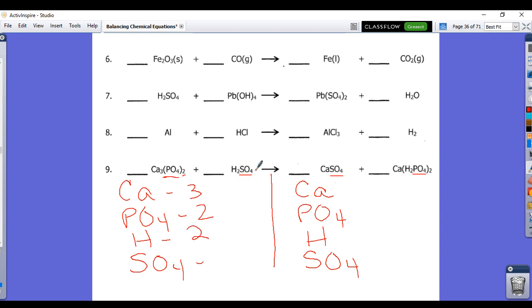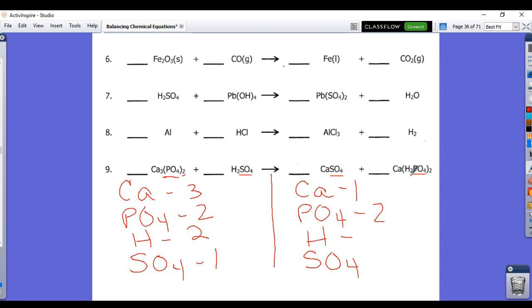SO4 is not in parentheses, so that means it's 1. Calcium has no subscript, so that's 1. This PO4 has a 2, so that means there are 2 of them.